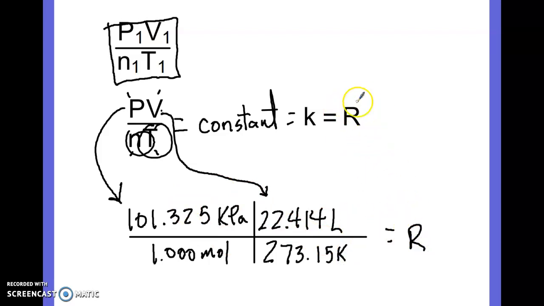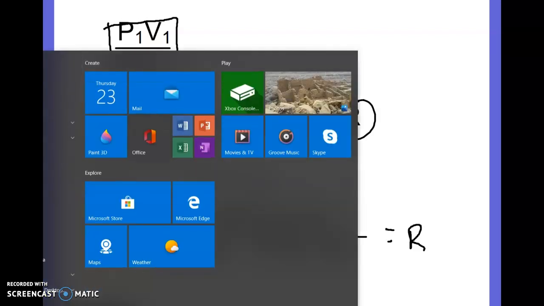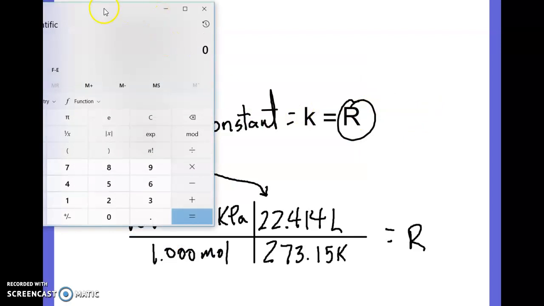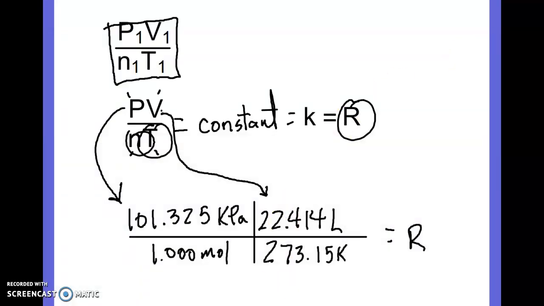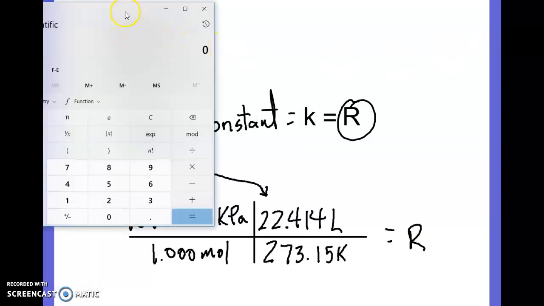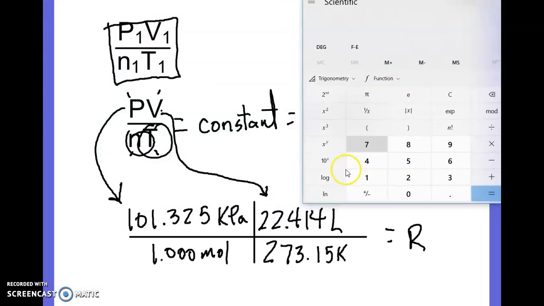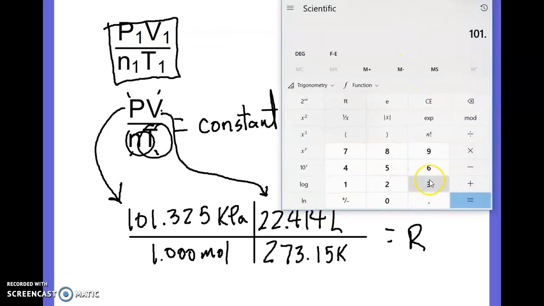Okay, we can get this gas constant, and we can use that to simplify this equation. Okay, so we take out the trusty calculator here and plug these values in. So if we take 101.325 and multiply that by 22.414, and divide that by 1, and divide that by 273.15.